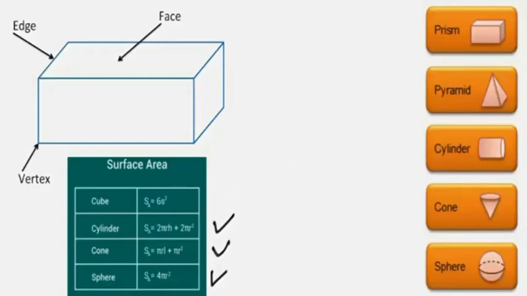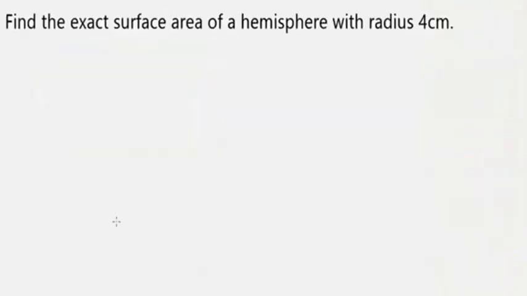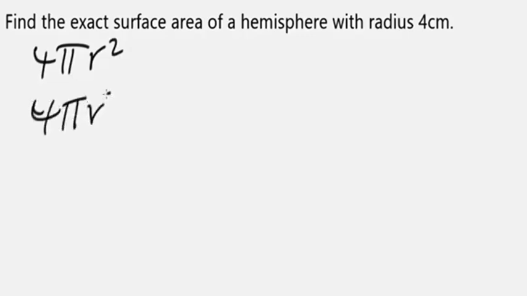Let's wipe this. Okay guys, let's look at this question. It says find the exact surface area of a hemisphere with radius 4 cm. As we all know, the surface area of a sphere is 4 pi r square, and note that a hemisphere is half a sphere. So the surface area of a hemisphere will be 4 pi r square over 2, which gives us 2 pi r square.